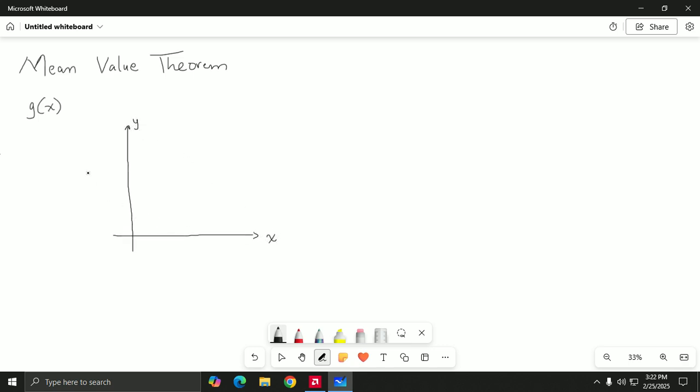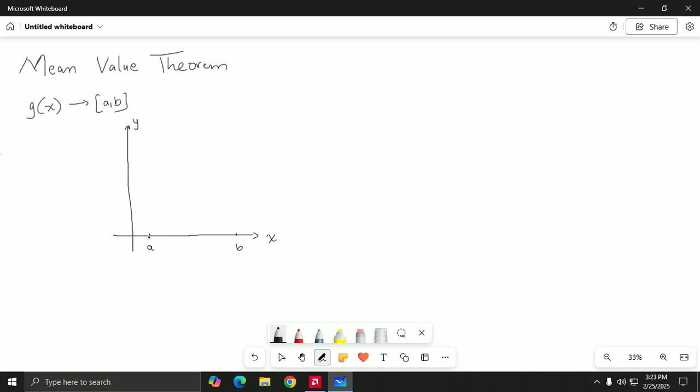All right, now for this function, we need to take a closed interval. Let's say we take an interval a and b. We have a closed interval, and we're going to analyze this function g of x in this closed interval. And let's say we have a here and we have b here.